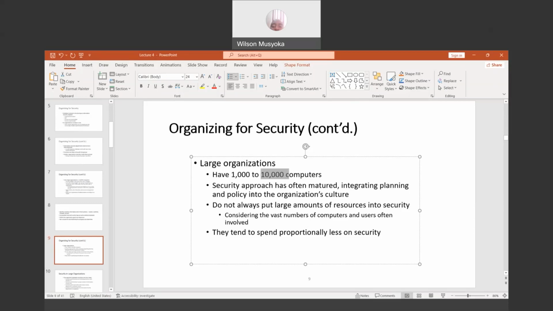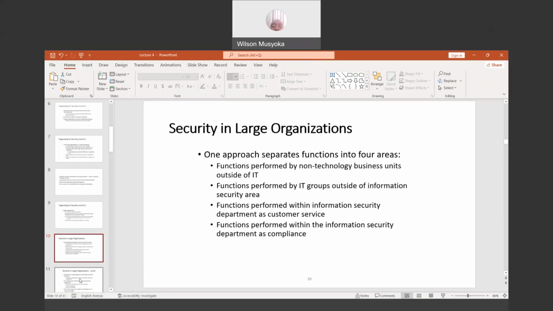And this one, we are also looking at it in terms of integrating and planning a policy into the organization's culture. And we said in our previous class that the organization culture needs to be set around the security programs.